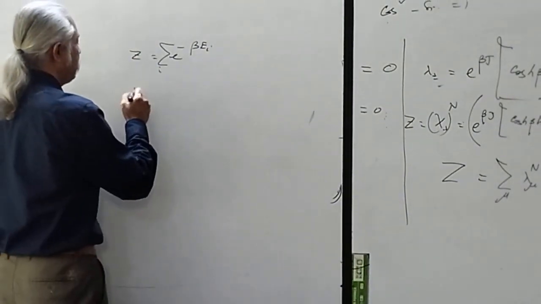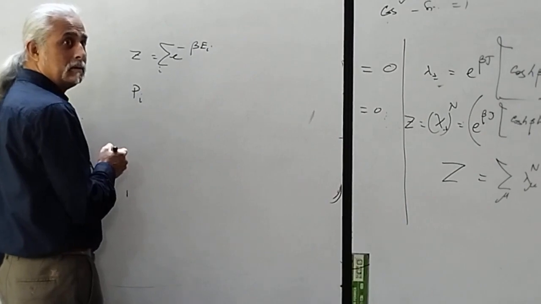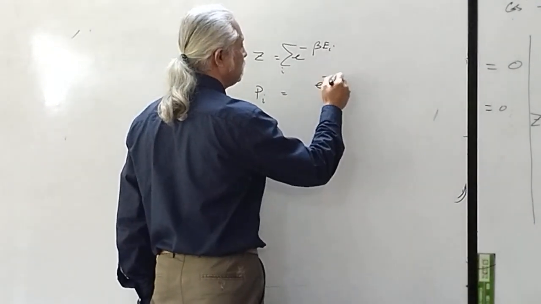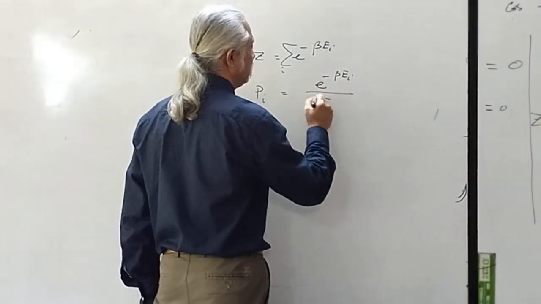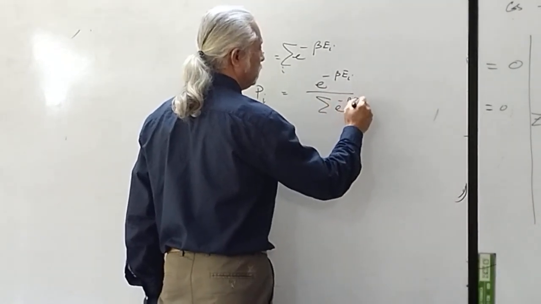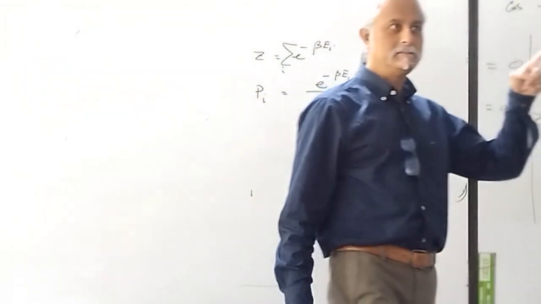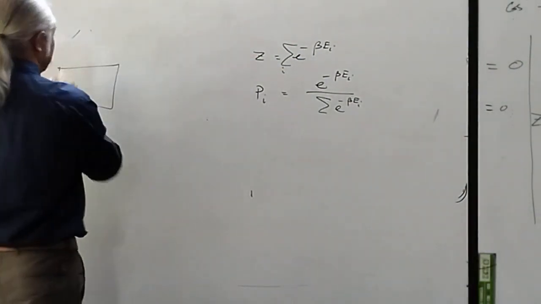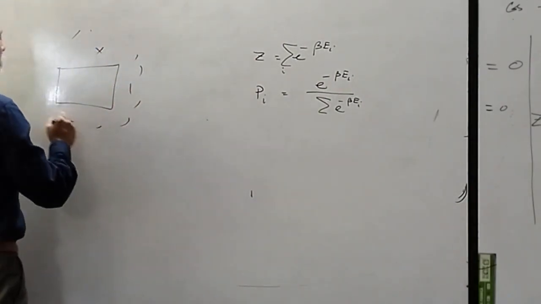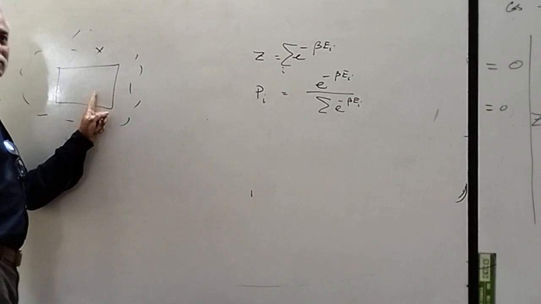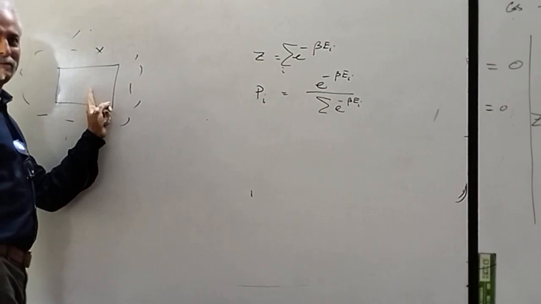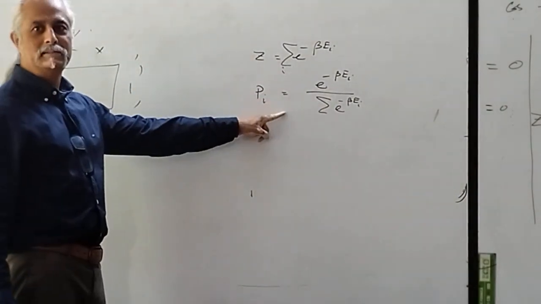So what is the probability? Did you ever calculate the probability in the canonical ensemble? It will be e to the power minus beta E_i divided by Z. This is the probability of finding the system at the ith state, when you have a system with a thermal bath so that it can exchange energy. Under such a system, this is the probability.